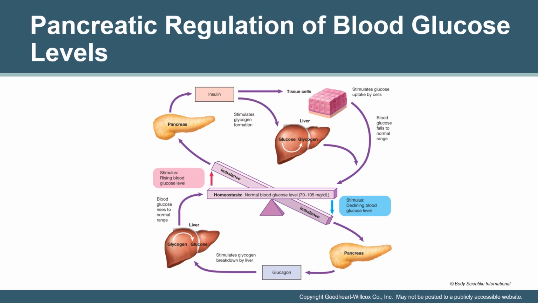Glucagon secretion is achieved primarily through glycogen breakdown in the liver, glycogenolysis, that's what that's called, or making glucose from proteins, which is gluconeogenesis. Remember the hormones secreted by the pancreas. Just remember the acronym PIG. Pancreas secretes insulin and glucagon.